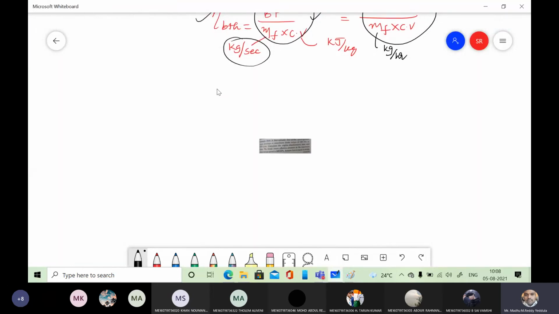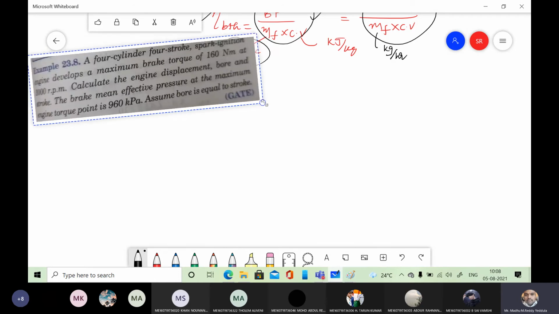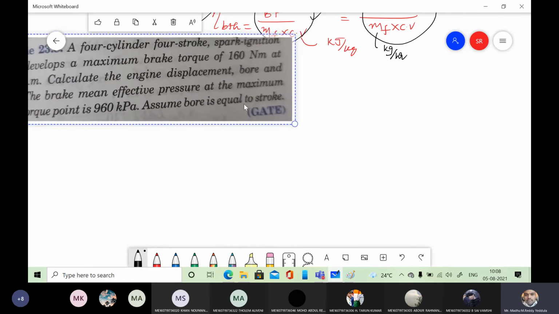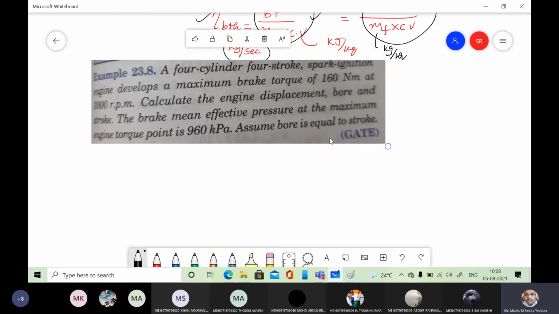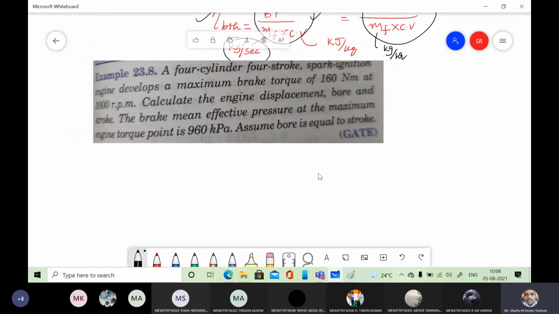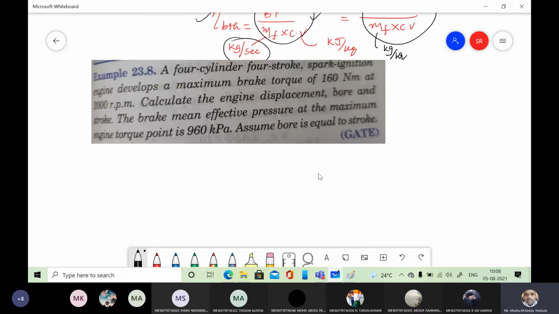Any doubt, please ask me. Compulsory, one essay problem will come for 10 marks. That too is very easy. These are 5-6 formulas only that you need to remember. Is the problem visible to all of you? Yes, sir.